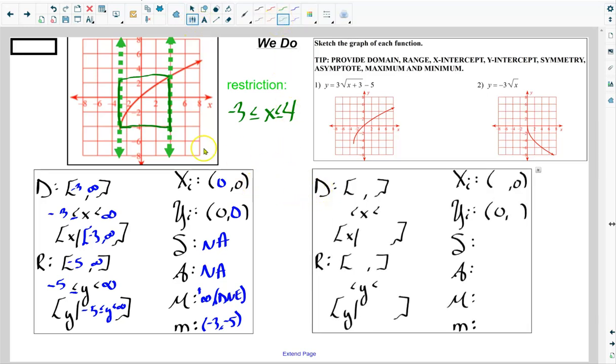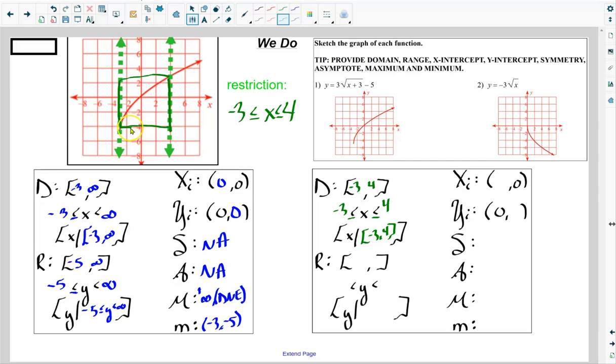So the domain from -3, and who's in here? 4. Can we equal both of them? Yes. And we'll squeeze in this one. So it's different because of this restriction. Very important part of this lesson with square roots. All right, let's go to range.